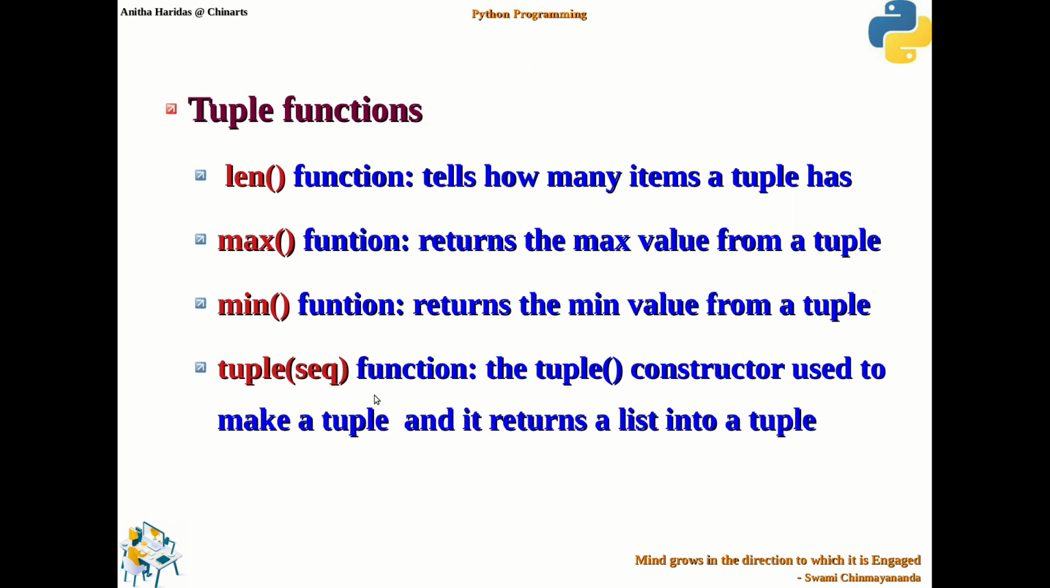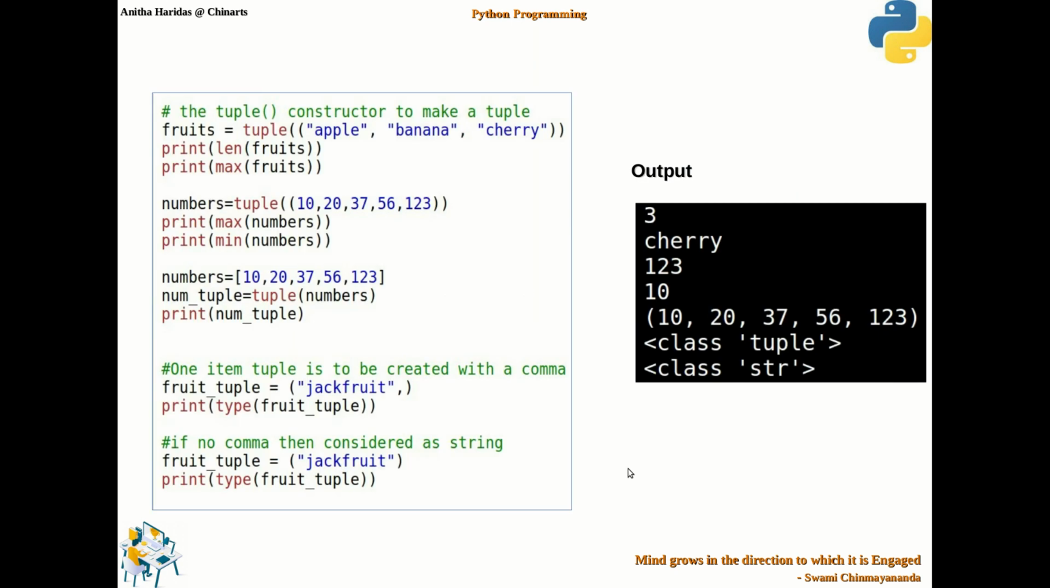So when you want to create a tuple, you can use this tuple function as a constructor for creating the object. So the tuple constructor is used to make a tuple and it converts a list into a tuple. Generally a sequence will be passed as an argument and it will return this sequence as a tuple by using the tuple constructor. Let us see some examples of these.